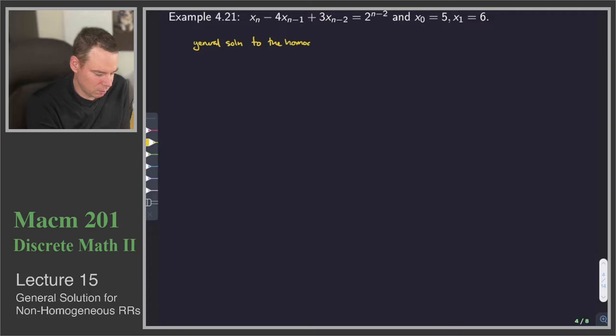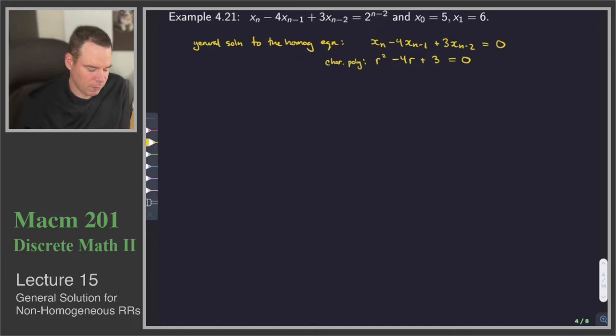The homogeneous equation is x sub n minus 4 x sub n minus 1 plus 3 x sub n minus 2 is equal to 0. We're going to use our method of characteristic polynomials. So I'm going to write down the characteristic polynomial. And that's r squared minus 4r plus 3 is equal to 0. Now I just need to find the roots of this degree 2 polynomial. Here I can factor it. It factors as r minus 3, r minus 1 is equal to 0. So r is equal to 1 and 3. So there's our two roots.